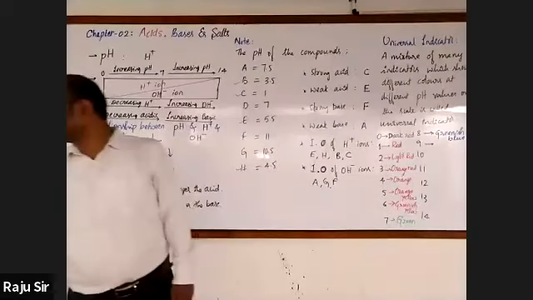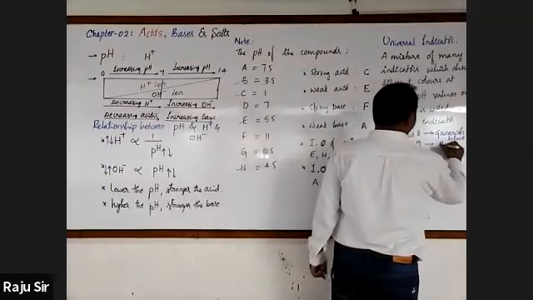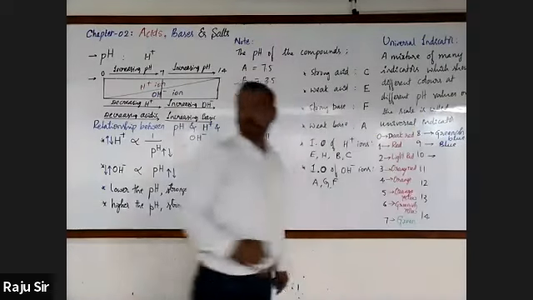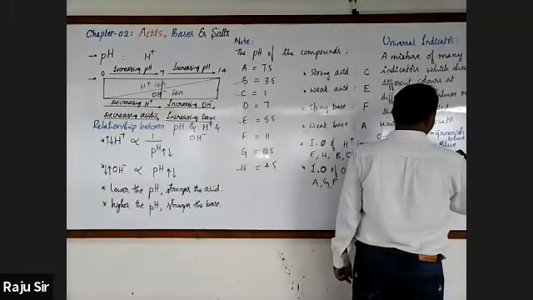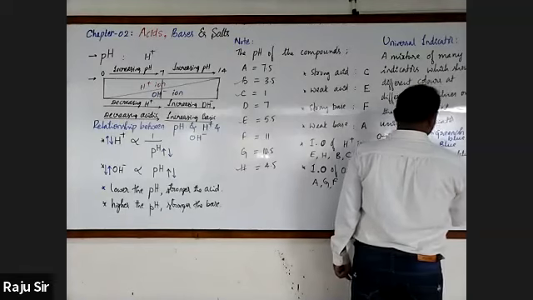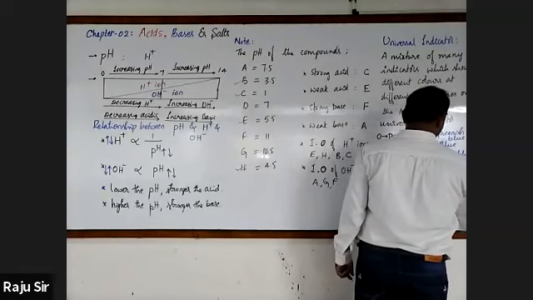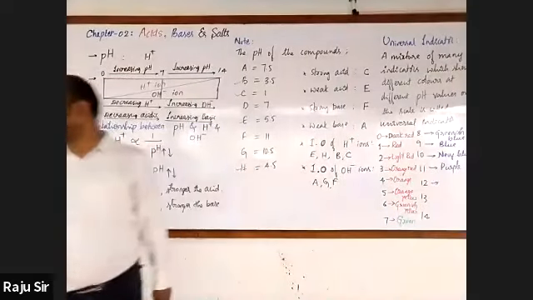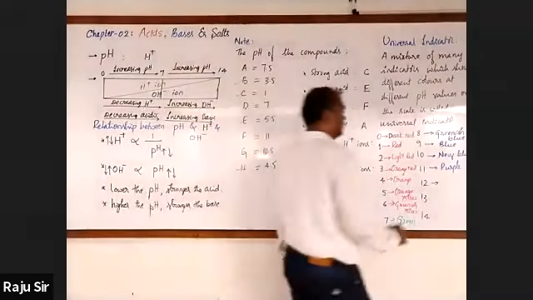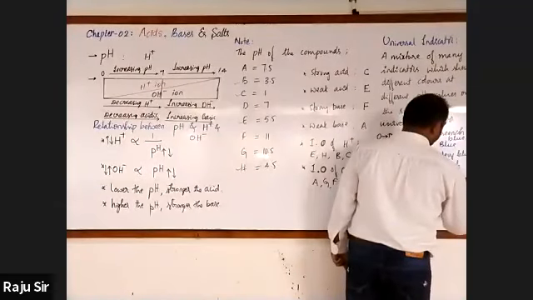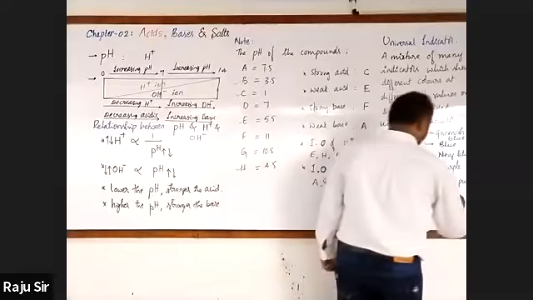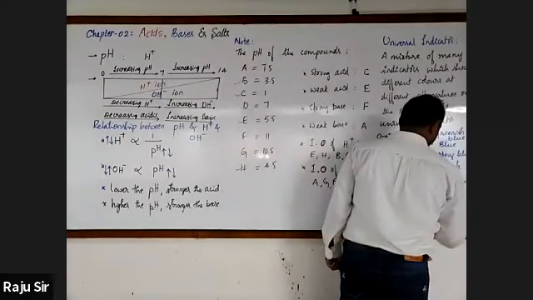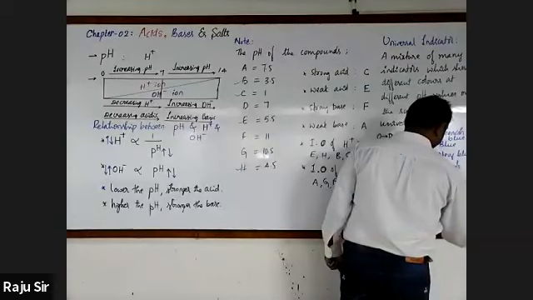If it is 9, it is just blue color. 10, it is navy blue. Then lavender, purple, then dark purple. And 13, it is violet color. And if it is 14, dark violet.